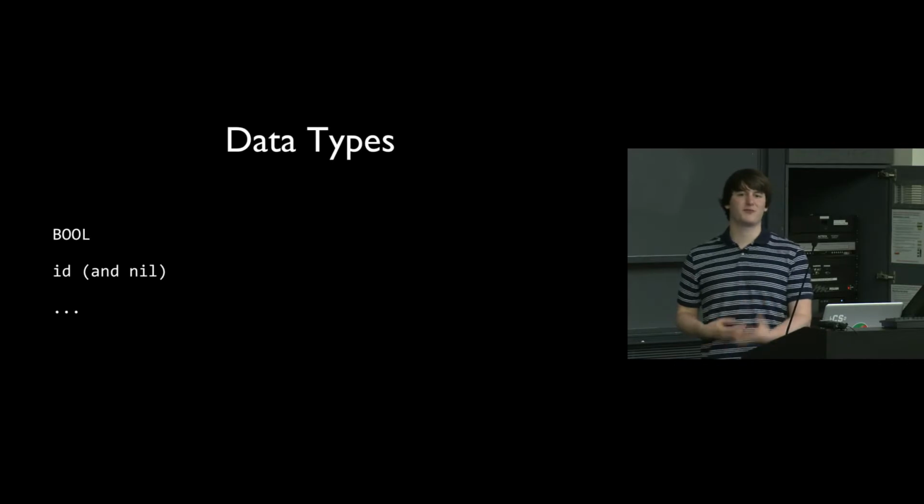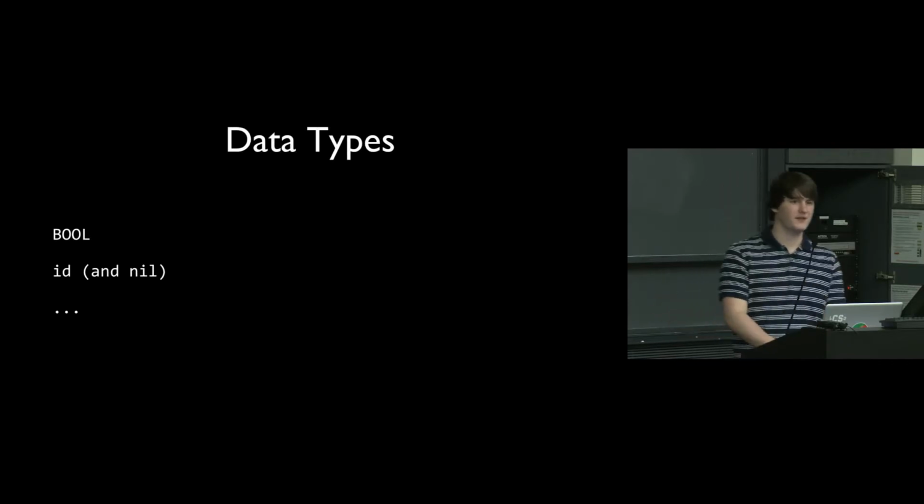id. If you're more familiar with C and you know what void star is, id is sort of like that, but for objects. id just sort of represents a generic object. You don't know what the type of the object is, but you know that this thing is an object. And nil is sort of the counterpart of null. So nil represents a non-existent object, but it has some special properties. Questions?